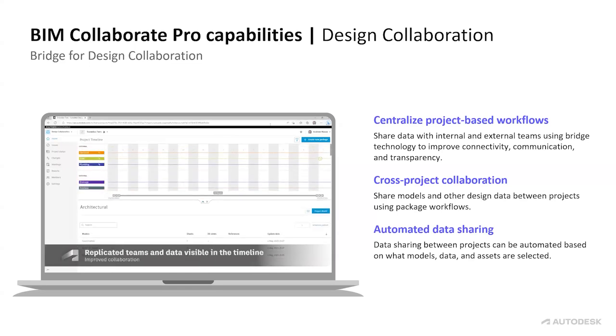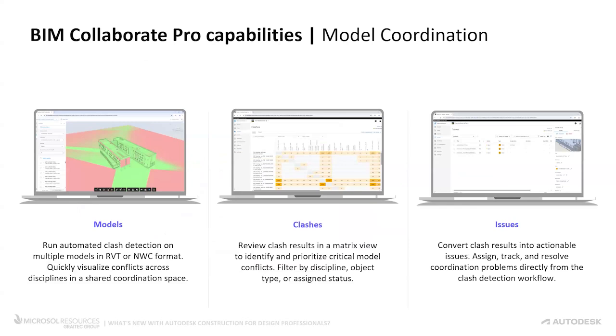Let's move on here. Oh, we'll go back. Another module that comes with BC Pro is model coordination. It brings automated clash detection into your design environment. You can load models in Revit or Navisworks format, run clash tests, and filter results by discipline or by object types. The best part, you can convert clashes directly into issues, assign them to a team member, and track them to resolution, all without ever leaving the platform.